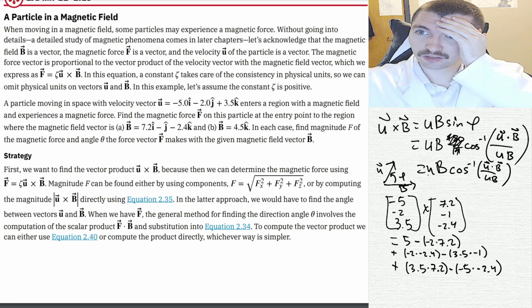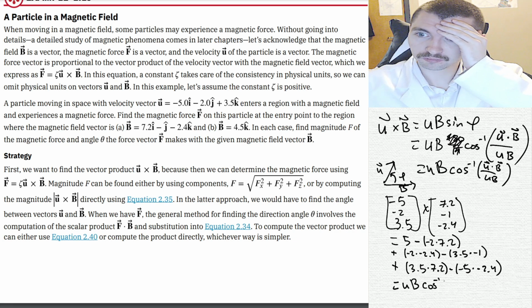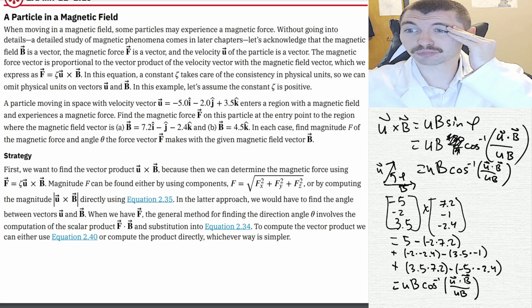So either way, basically it's saying this is equal to the magnitude. So maybe this is why they teach the dot product before the cross product, because the dot product is in the definition of the cross product. So you could do it this way or you could do it this way.